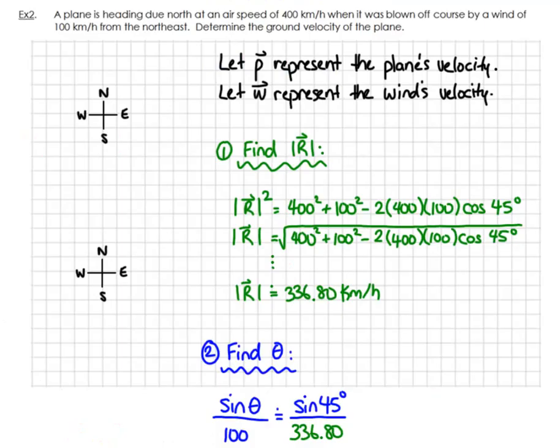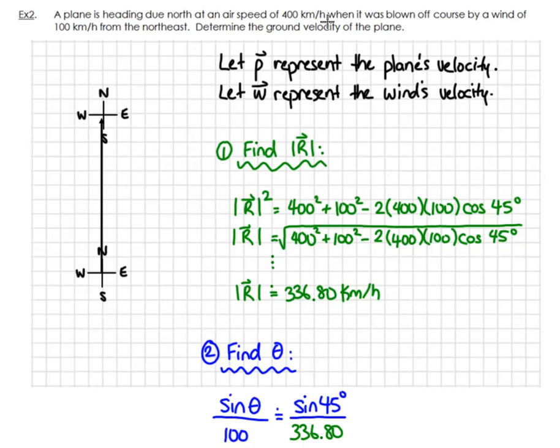Okay, example number 2. A plane is heading due north, and so notice that I have 2 compass roses. You go north, east, south, west. Never eat sour watermelon. Okay, so let's draw the plane. We're going to say that the plane is P, and we're going from this due north, so straight up, all the way to here. And I don't know if you can see it, but there is an arrow at the top of this line. It has an airspeed of 400 kilometers per hour.